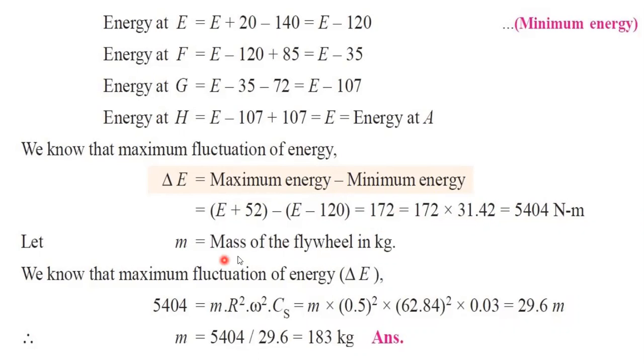We need to find the mass of the flywheel. For that, we know the formula for the maximum fluctuation of energy: ΔE is equal to I ω² Cs. I is the mass moment of inertia, which we can write as mk² or mr². Instead of the radius of gyration, we have the value as r only. So that is the radius, and instead of k, we can write r.